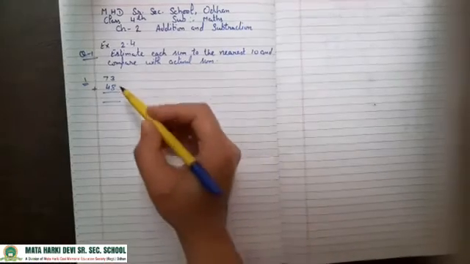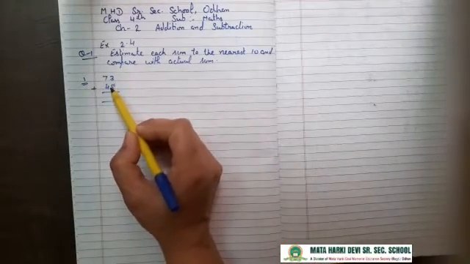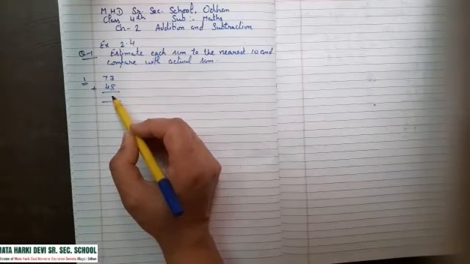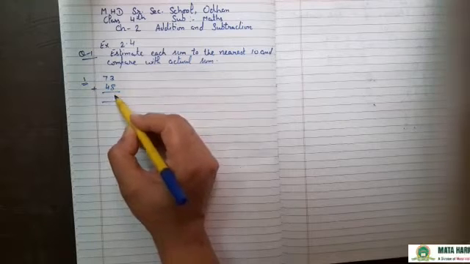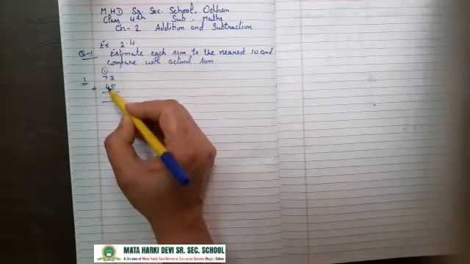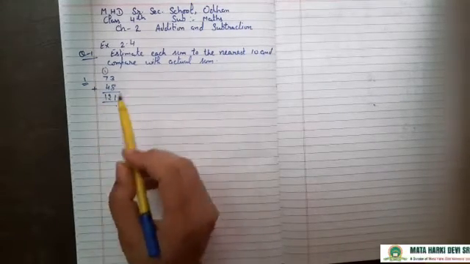As per our first sum, there is a figure 73 and the other figure is 48. We will add these: 8 and 3 is 11, 1 carry, 7 and 1 is 8, 8 and 4 is 12. Okay, this is the actual sum.